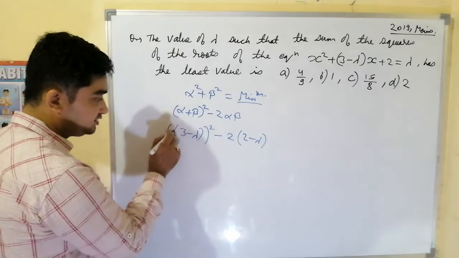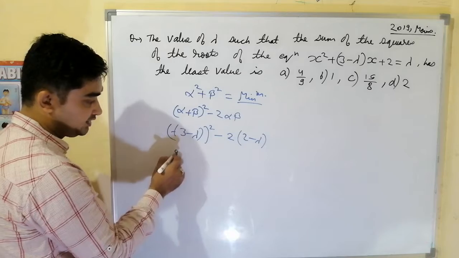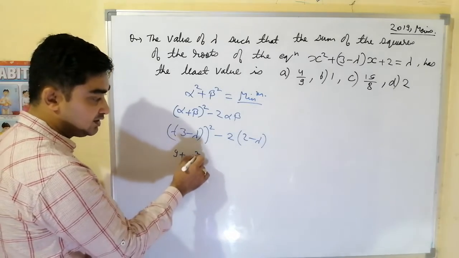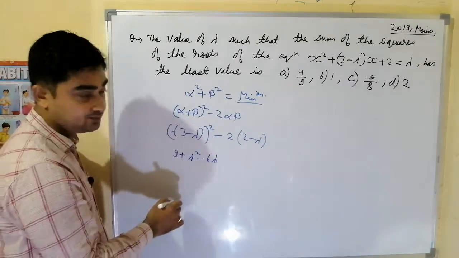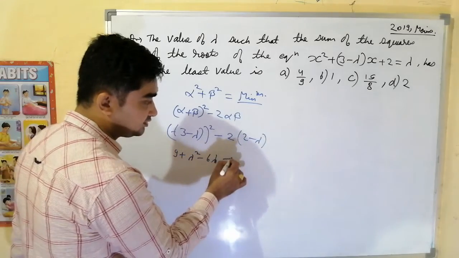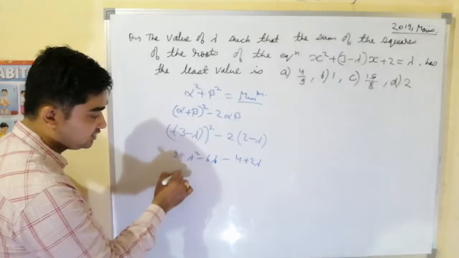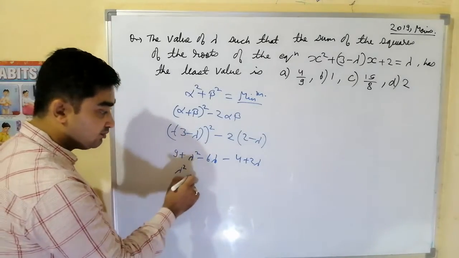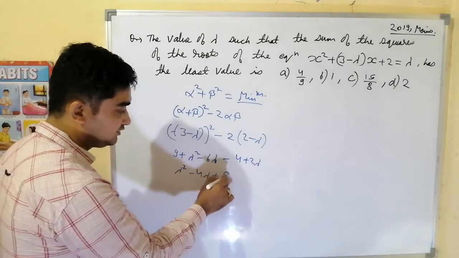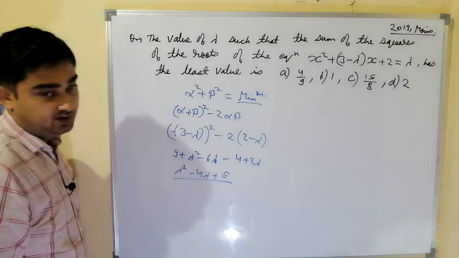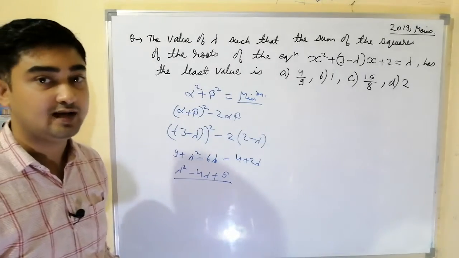Let us simplify this. This minus square will become plus, and squaring this will have 9 plus lambda square minus 6 lambda minus 6 lambda minus 4 plus 2 lambda. So this thing should become minimum. What is this? Lambda square minus 4 lambda plus 5 should become minimum.